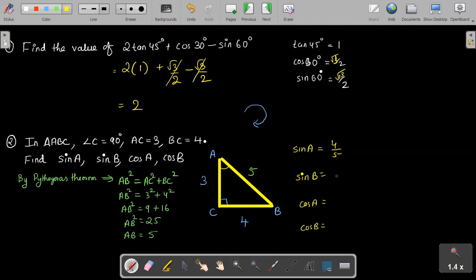He's saying the voice is breaking. Okay, so you tell me, Prajakta. Sine B is 3 by 5. What about cos A? Cos A is 3 by 5. Cos B? 4 by 5.